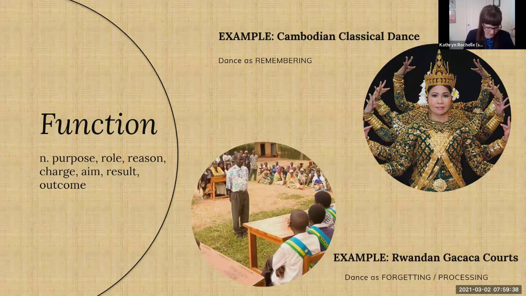One other quick example is following the genocide in Rwanda, they set up a local form of restorative justice. It's called the Gacaca courts. And as people give testimony, they use song and dance to explain what happened to them or what they did. And here we see dance functioning as a way of really processing trauma.